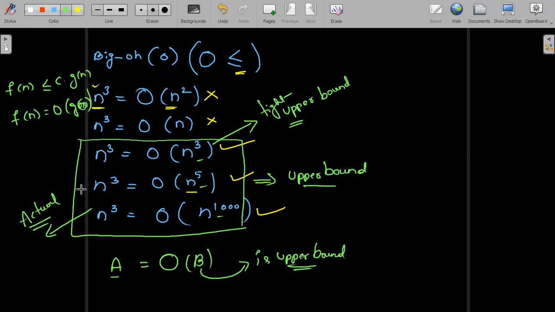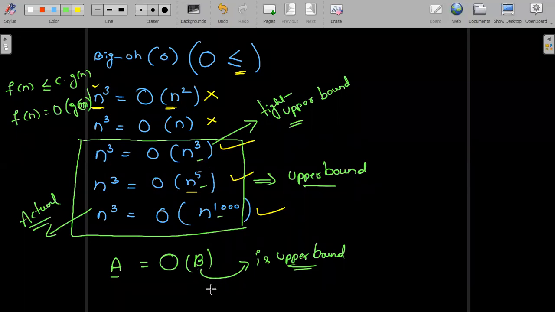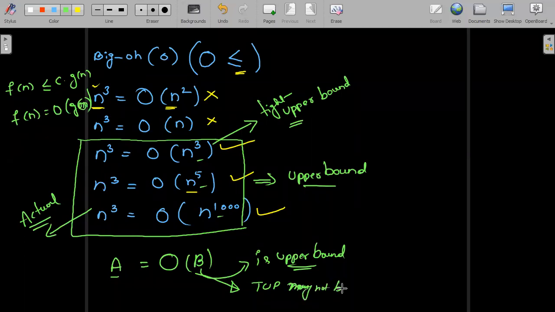Actual things. Okay. Here, one more important thing you can see: it may be an upper bound, or it might be tight, or may not be. So here we are not saying that n cube is equal to n cube like that. We are not saying that. Might be or may not be, please understand. This may be a tight upper bound or may not be a tight upper bound.